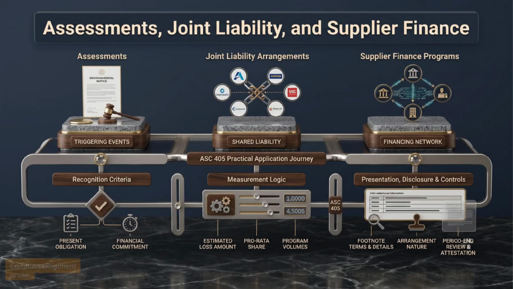In the first ASC 405 lesson, we focused on liability settlement and derecognition. Now we move beyond basic extinguishment into three practical areas: insurance related assessments, joint and several liabilities, and supplier finance programs. The main question today is simple: when do we record? How much do we measure? What do we disclose? And who must support the conclusion before the close is approved?